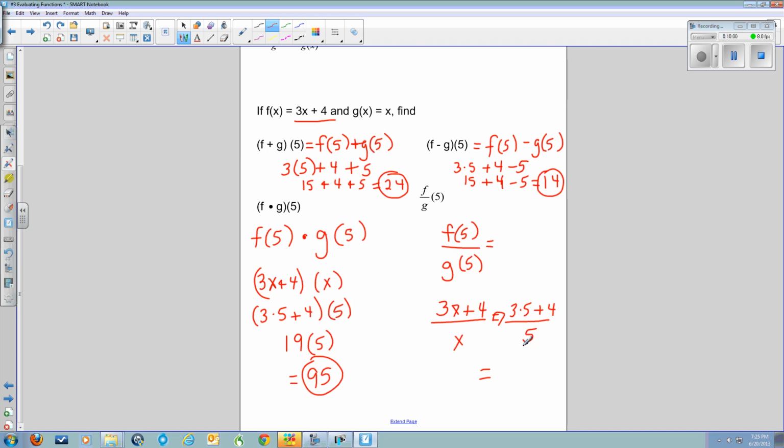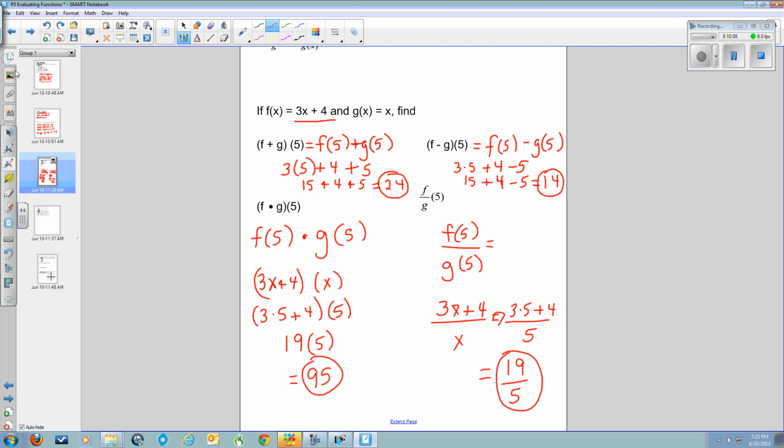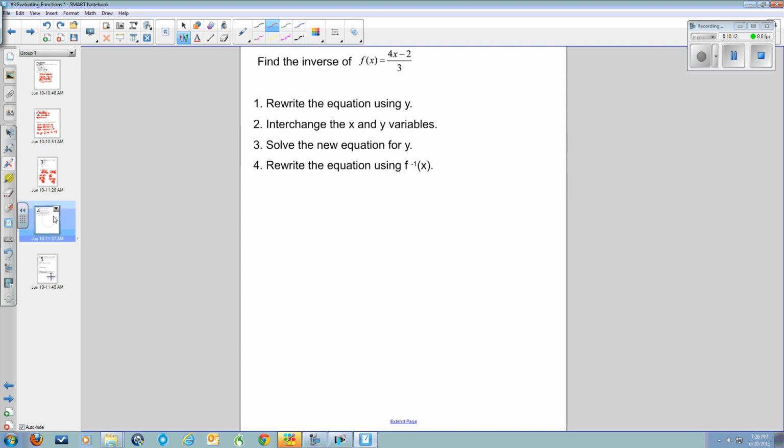So that means 3 times 5 is 15. 15 plus 4 is 19. So we end up with 19 over 5 for our answer. I know this might seem a little bit tricky, but you'll get used to it in no time as you practice it. On to the next page.